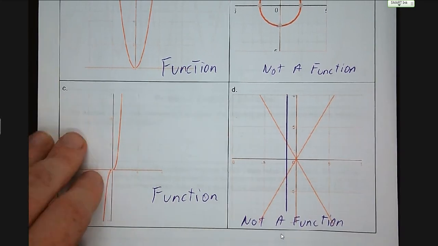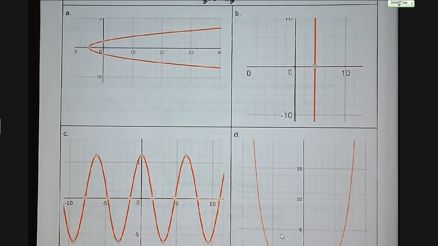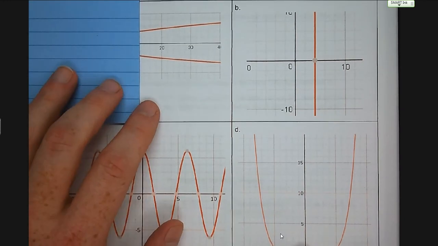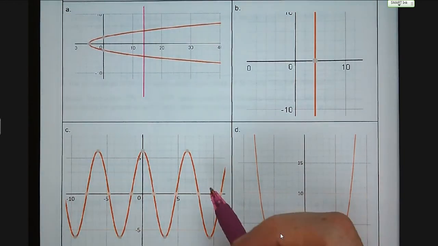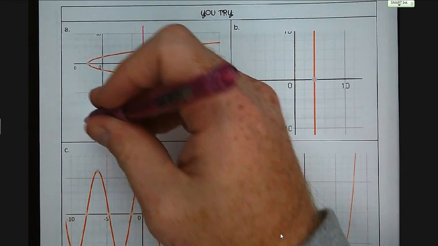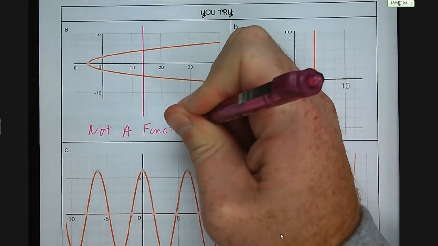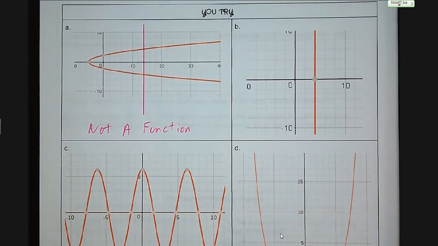Okay. All right, I want you guys to try letters A, B, C, and D, and then we'll go over them. All right, so if we take a look at letter A with our handy-dandy straight vertical line, if I put a vertical line on there, I am hitting 2 points on that graph, so that is not a function. This is called a hyperbola. You'll probably see that in Algebra 2 or pre-calc.